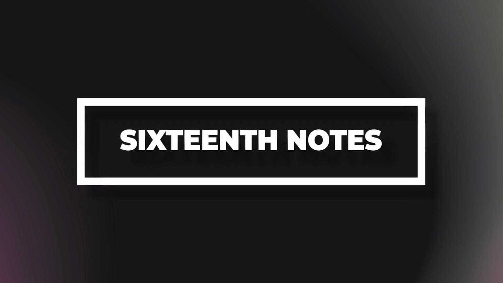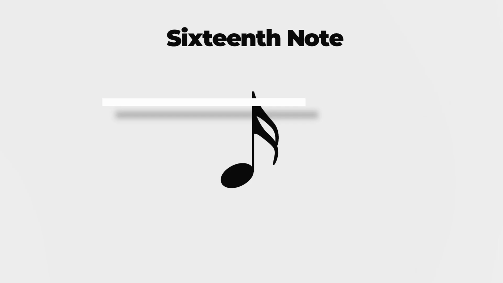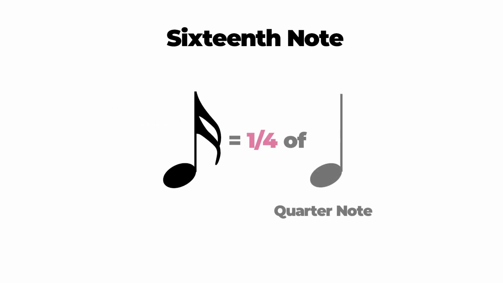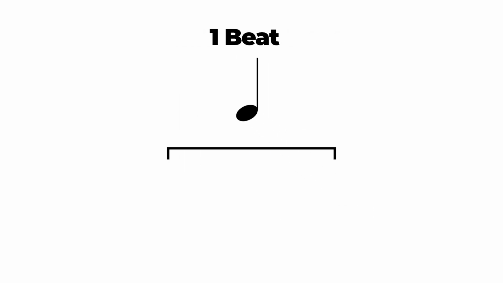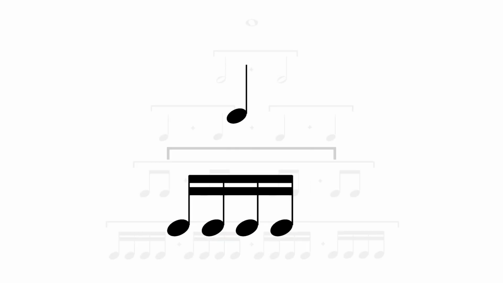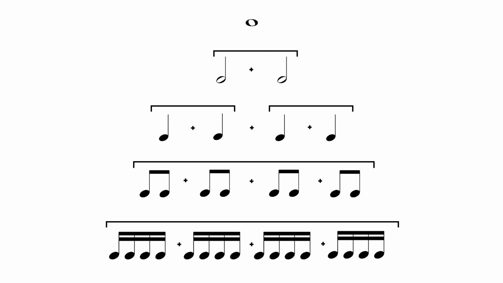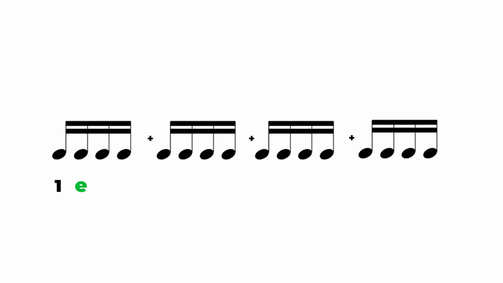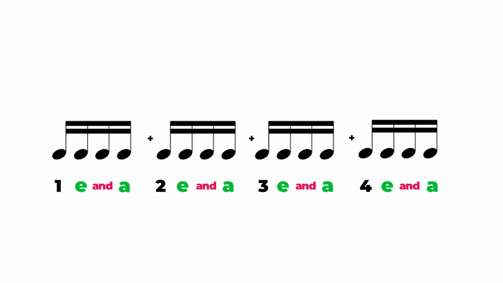Today we'll explore 16th notes and how they relate to the music we make. In music, a 16th note is 1/4 of a quarter note. Imagine a single beat in a song, and within that beat you have 4 equally spaced notes, meaning each 16th note gets 1/4 of a beat. You can count 16th notes like this: 1 e and a, 2 e and a, 3 e and a, 4 e and a.